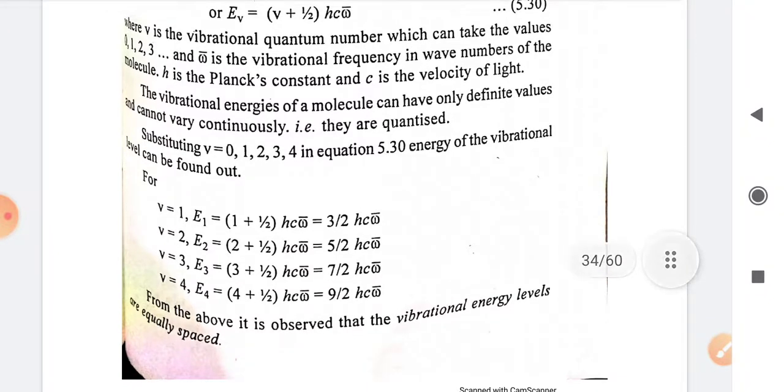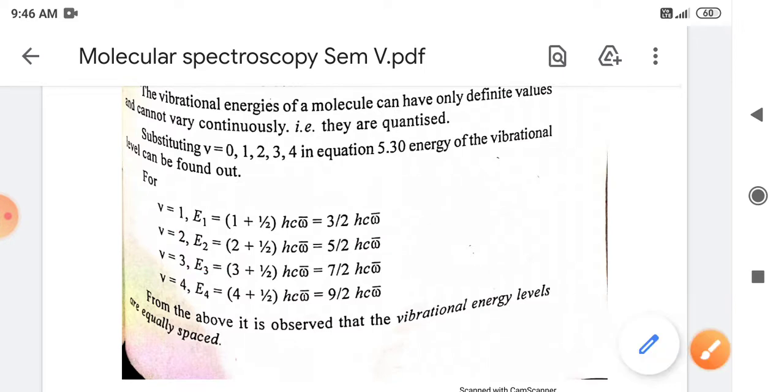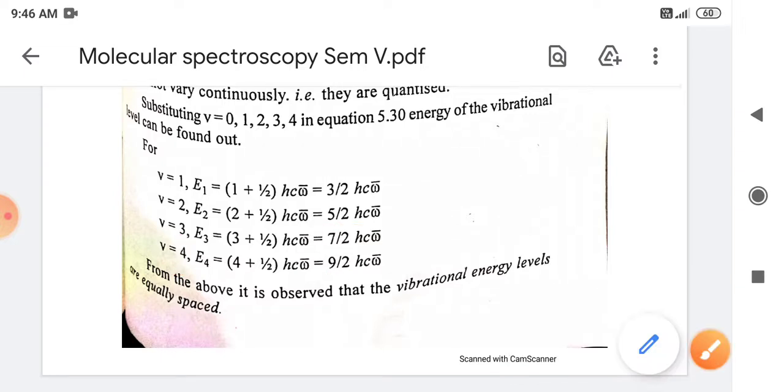Now the various vibrational energy levels can be obtained by using various values of V. So for V equals 1, the vibrational energy level is 3 by 2 hc omega bar. For V equals 2, the vibrational energy level is 5 by 2 hc omega bar. For V equals 3, it is 7 by 2 hc omega bar, and for V equals 4, it is 9 by 2 hc omega bar.